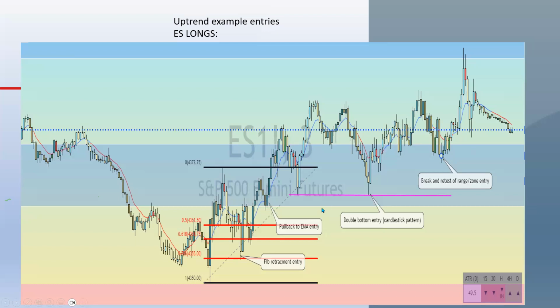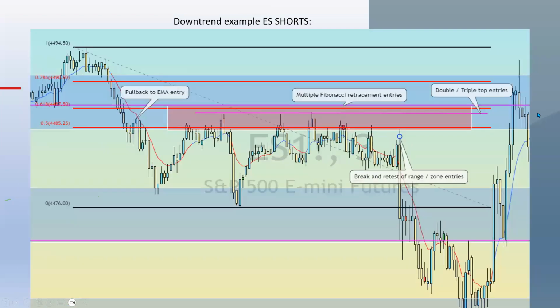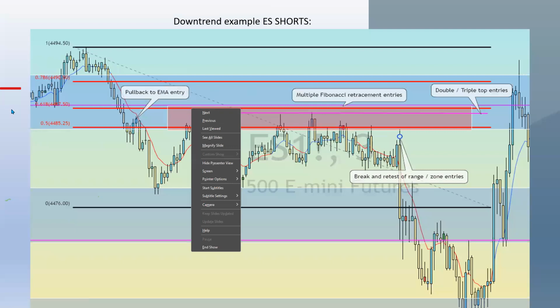All right, let's go ahead and move on to the next slide. Any questions on these long setups? I know I'm going a little faster here, but I wanted to get to the reversals. All right, looks good.